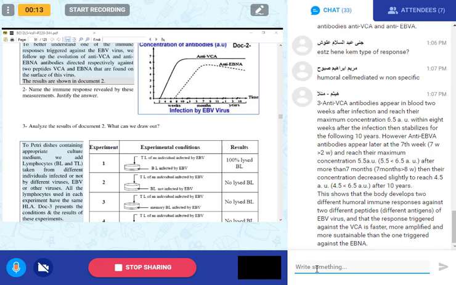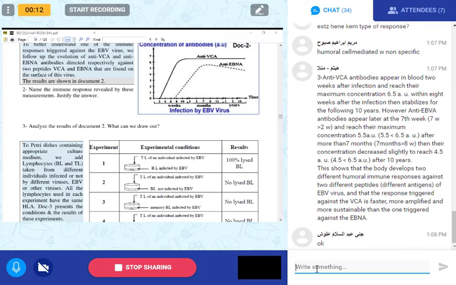Anti-VCA appear in the blood 2 weeks after the infection and reach the maximum concentration 6.5 within 8 weeks after the infection, then stabilize for the following 10 years. However, anti-EBNA appear later, at the 7th week, and reach their maximum 5.5 after more than 7 months. Then their concentration decreases slightly to reach 4.5 after 10 years.